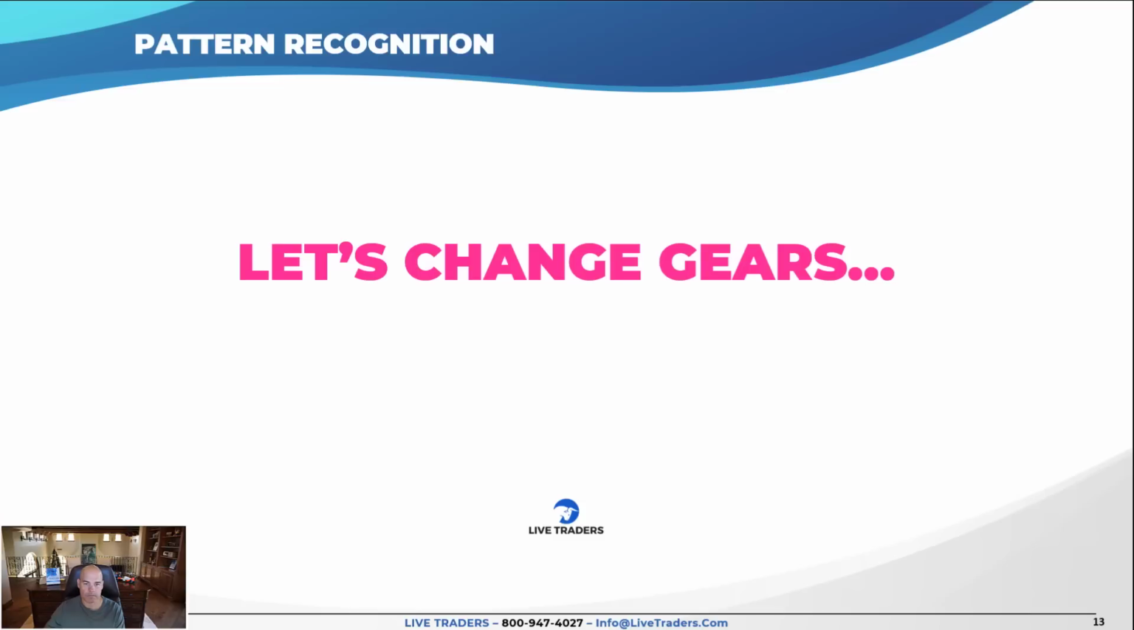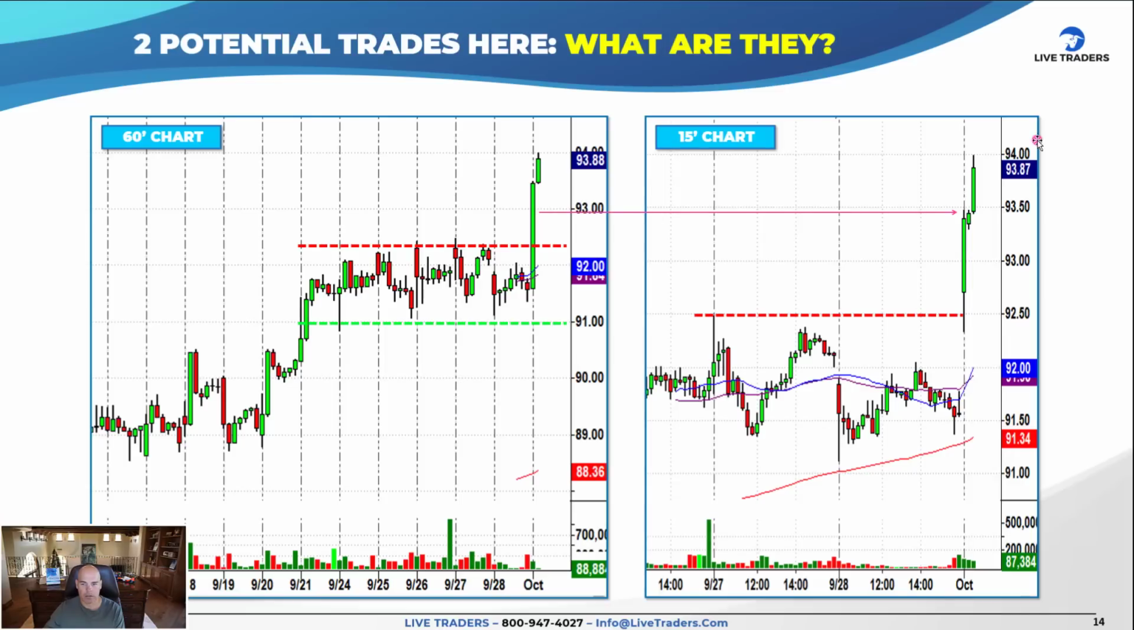Okay. Now, let's change gears a little bit. Start with the higher time frame. Notice the difference. 60-minute chart, 91 to like 92.50. Tight, narrow range. Yes, it's a little sloppy inside that range, but it's still a tight, narrow range for a $91 stock.